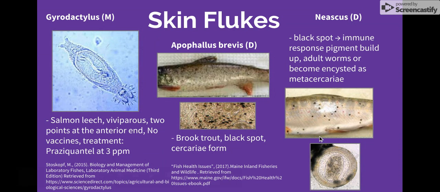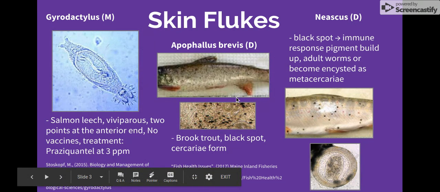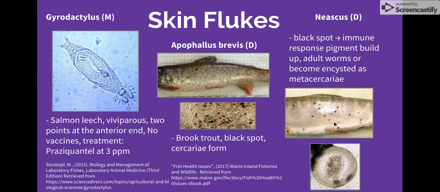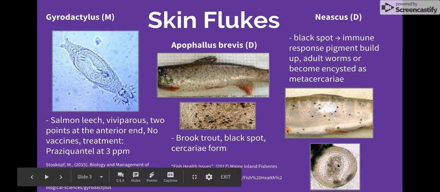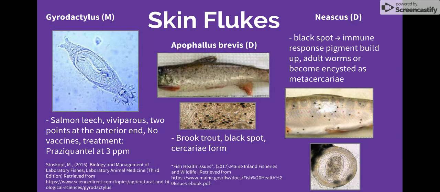So it is black spot, but it's a different kind of black spot. This one is peppering, and these ones are much bigger spots, but with more space in between. This is an immune response of pigment buildup around the parasites. So that's what it looks like as a close-up. Just because it's black spot doesn't mean you automatically know what it is. Just keep that in mind.